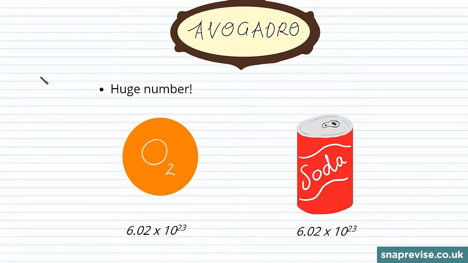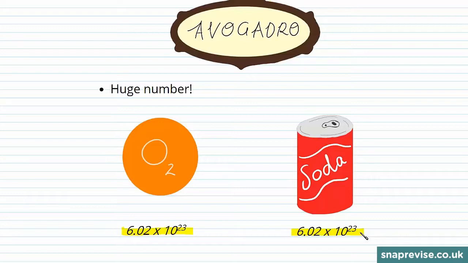If we think about having 1 mole of oxygen molecules, we'd have 6.02 times 10 to the 23 oxygen molecules. That's 602 sextillion. Just to put that in proportion for you, if we had 1 mole of soda cans, that's 602 sextillion soda cans. They would cover the Earth to a depth of 200 miles. So that really puts into proportion how big the mole actually is.